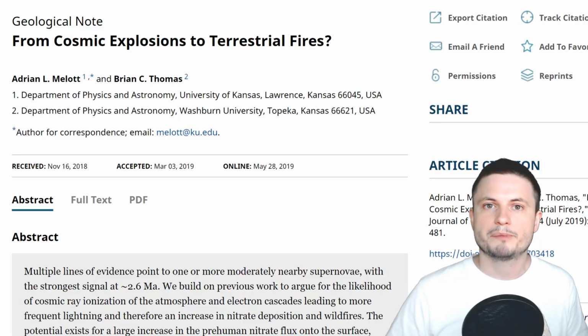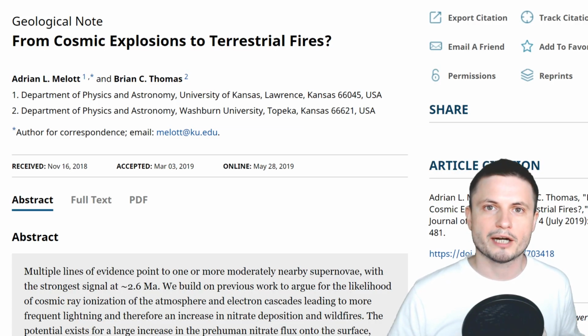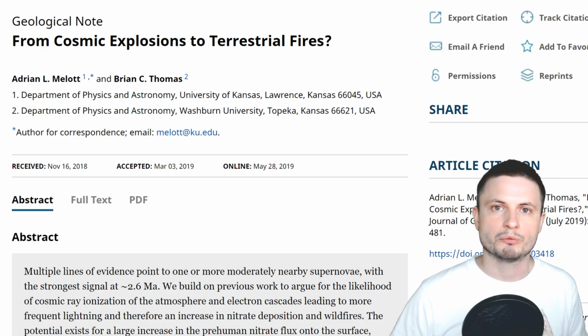And this paper right here explains it pretty well, how the amount of cosmic radiation coming because of the supernova would actually increase the ionization of the actual atmosphere, which would then result in a dramatic increase of lightning per area. So in other words, because the supernova would ionize the atmosphere, it would increase the amount of lightnings, which would then very likely produce more forest fires.